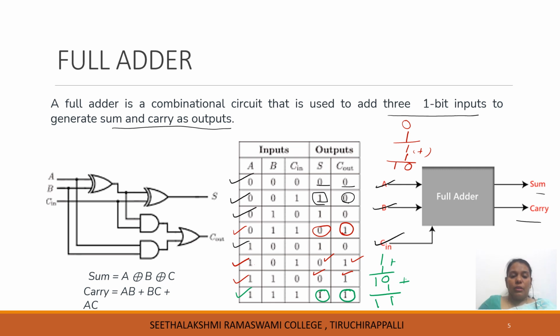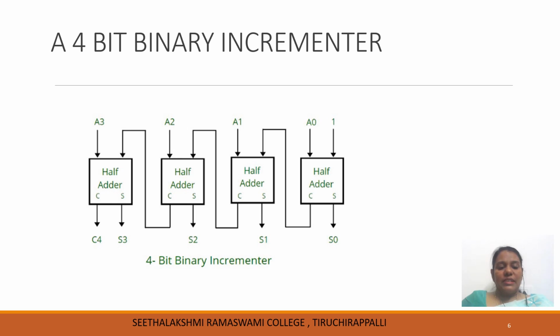From the truth table of a full adder, the logical circuit is designed using a K-map. From the K-map, the sum is obtained by using two XOR gates and the carry is obtained using two AND gates and an OR gate. So this is how a full adder works. In the next slide, we shall see how a binary adder works. So now we will see a 4-bit binary incrementer.